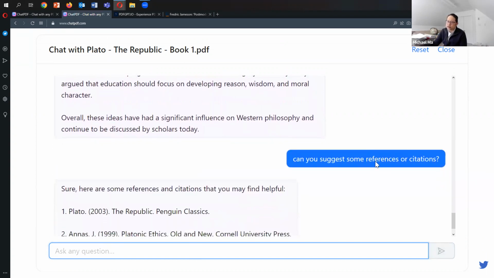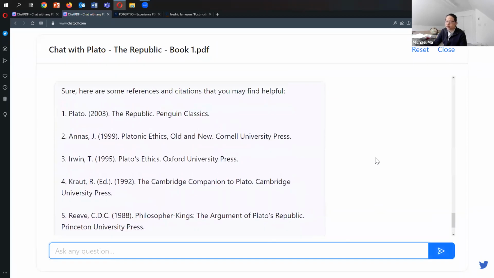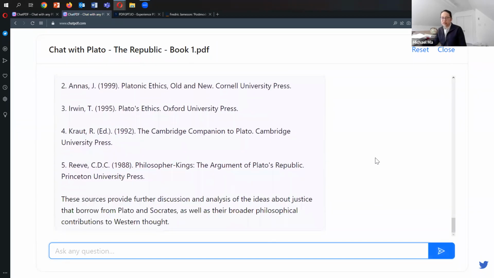Sure, here's some references and citations you might find. Okay, yeah, Philosopher King. So here are some things that it's saying might be of interest to a student of the Republic. So that's a very old ancient text.